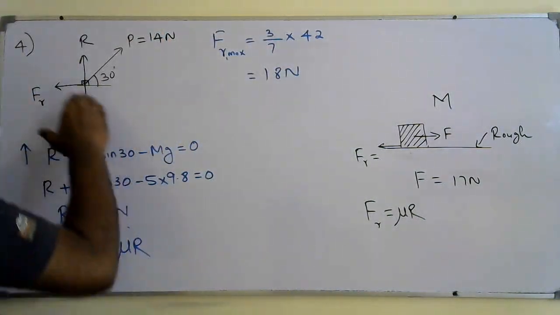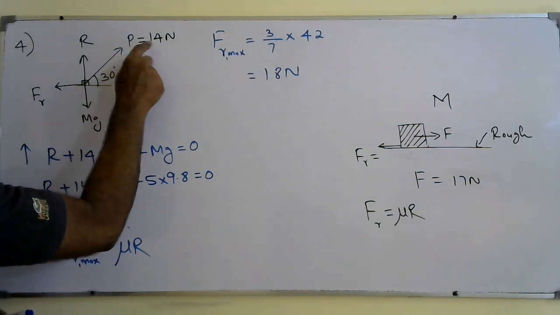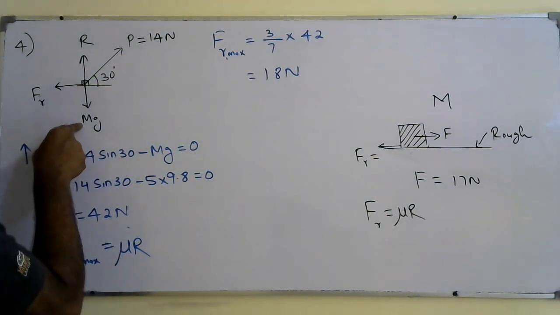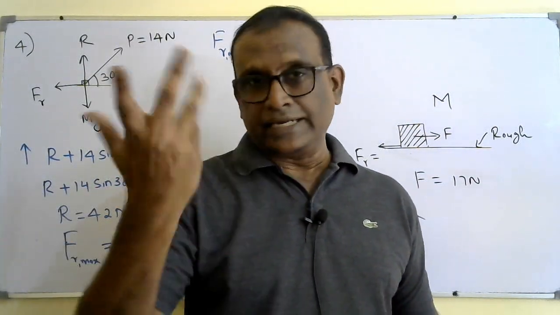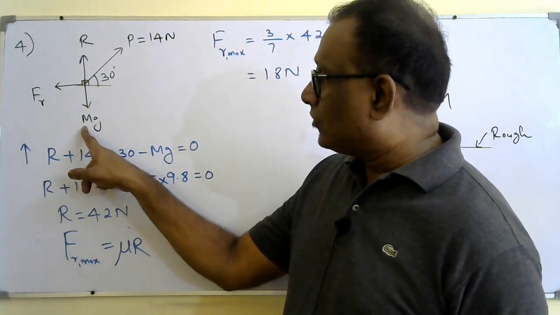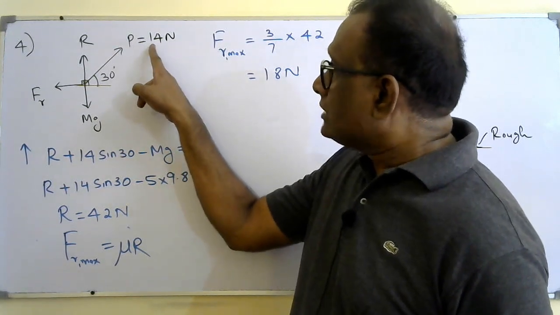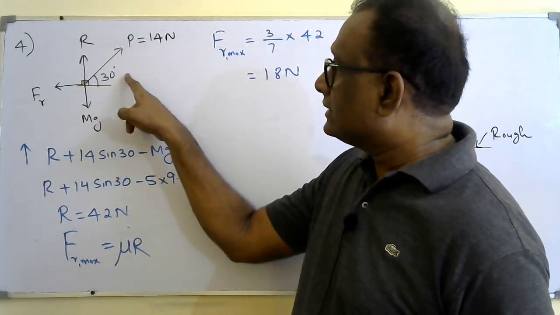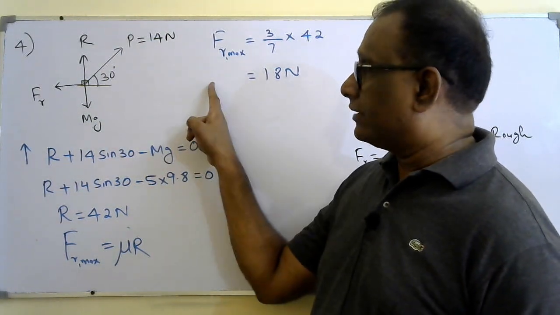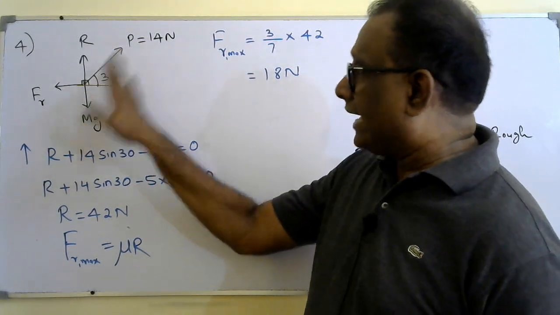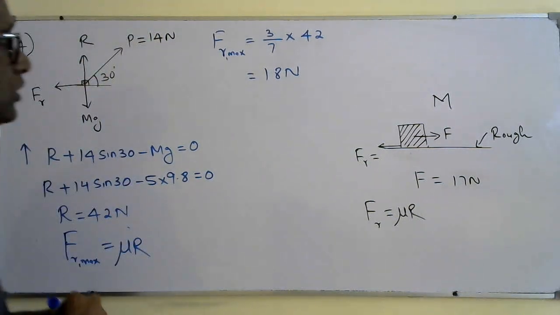The total horizontal force could be only the component of this force, because this is a vertical force. A vertical force has no horizontal component. When you resolve a vector through 90 degrees, it won't have a component. Only this one has the horizontal component. If its horizontal component, 14 cos 30, is greater than 18, it will accelerate or move to the right. Otherwise, it will remain at rest and friction will be lower than 18. We'll find the total horizontal component.